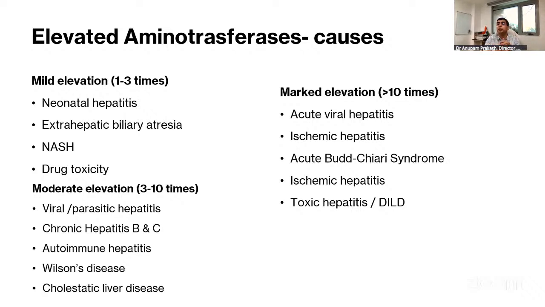This DILD is drug-induced liver disease. So toxic hepatitis includes drugs, it includes toxins, it includes your alcohol, which is also a toxin, or at times people include alcohol as a drug also. But anyhow, whatever it is, it is a toxic hepatitis. So these are some of the conditions you should think of whenever you have an abnormality.